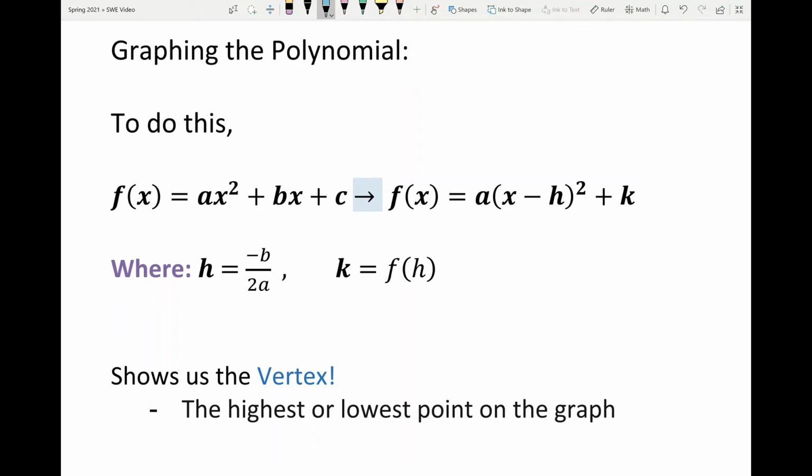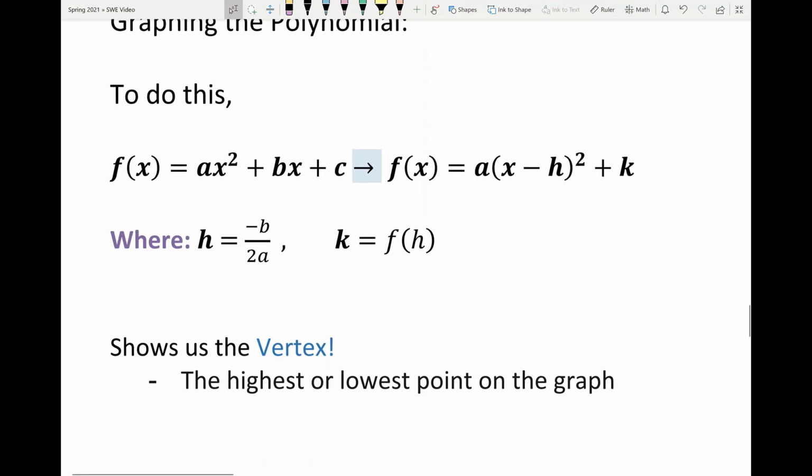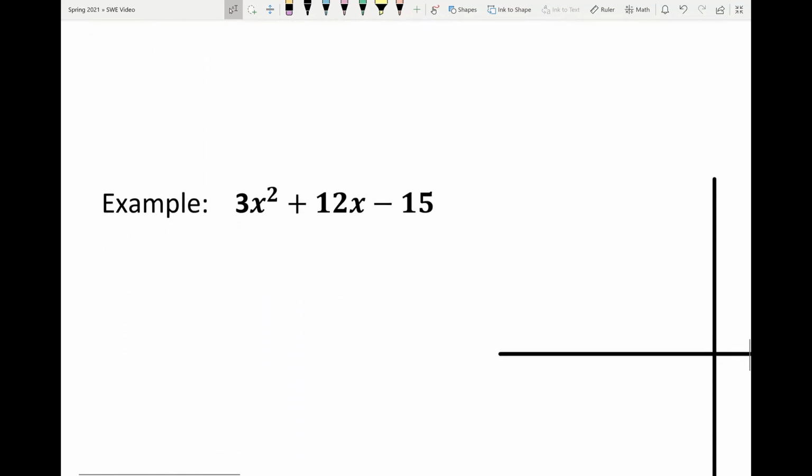So to find H, you simply do the equation of opposite B over 2A. So that will be your H, and then K will be whatever you get when you plug in what you got for H into the original standard form. And once you plug H and K into the equation, A times x minus H squared plus K, that shows us what the vertex is, which is the highest or lowest point on the graph. Now, if that was a little confusing, we'll do an example.